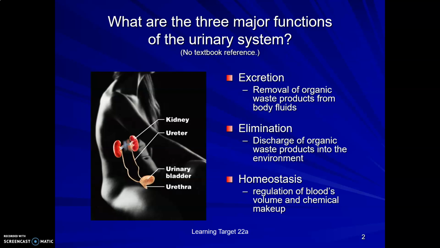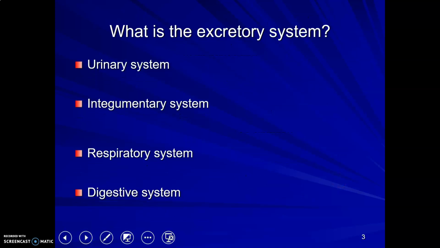Elimination, that's just getting that urine out of the urethra from the bladder, okay? And then homeostasis is super, super important here, and this is how kidney failure can lead to death, essentially: you are regulating your blood volume and the chemical makeup of your blood, in terms of your electrolytes, your ions, etc., in order to make sure that everything is working properly, okay? And so we're going to get into that. That's more of the physiology.